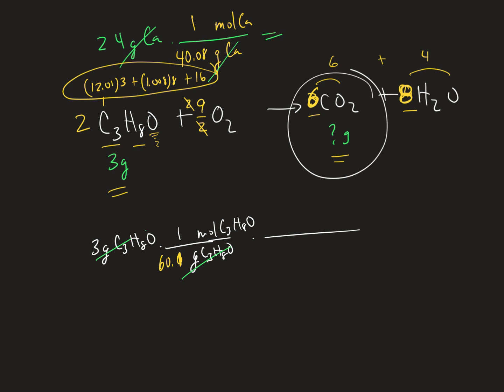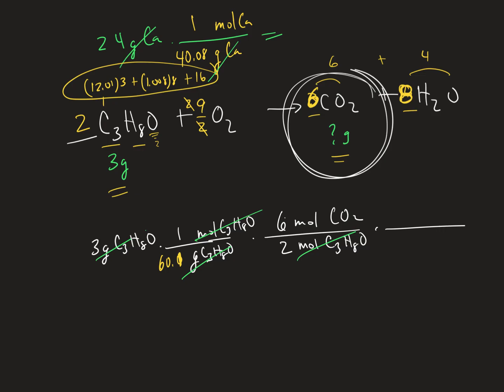Mole ratio, right? From our balanced equation. So what goes on bottom? Moles of C3H8O. How many? 2, because that's the coefficient in front of C3H8O. Y'all follow? What goes on top? Yeah, we're looking for carbon dioxide. 6 moles of CO2. So moles of C3H8O go away. Good. Now we're talking about the substance that we're looking for.